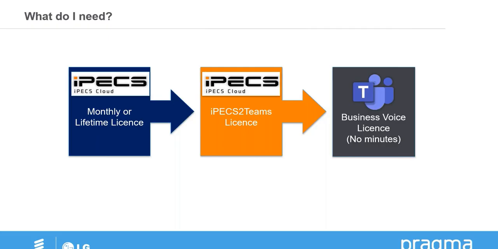And then you will also need a business voice license. This isn't provided by us. This is purchased from Microsoft or one of their other vendors, and you want the no minutes plan. There is also a call plan version that the customer can use. However, all the calls are going to be routed through the iPECS Cloud, so essentially they'd be paying for a call plan license where they're not using the call plan part of it. So we would definitely recommend the no minutes plan.